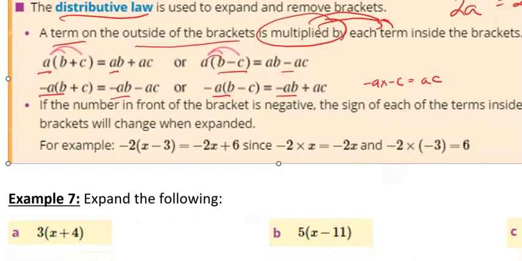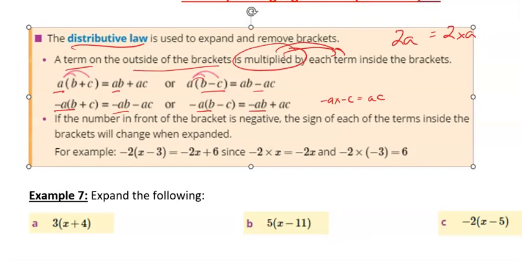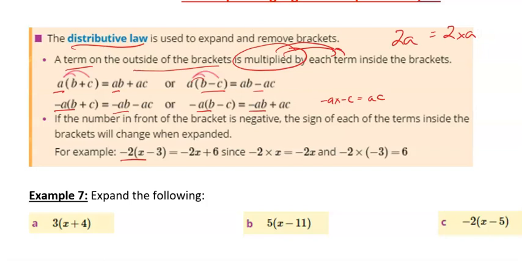If the number in front of the brackets is negative, the sign of each of the terms inside the brackets will change when expanded. So negative 2 times positive x gives us that negative. And here we go again, negative 2 times negative 3. Let's look at it another way. Negative 2 times 3 gives us negative 6, but we're subtracting negative 6. That's why, in this case, subtracting a negative makes a positive.